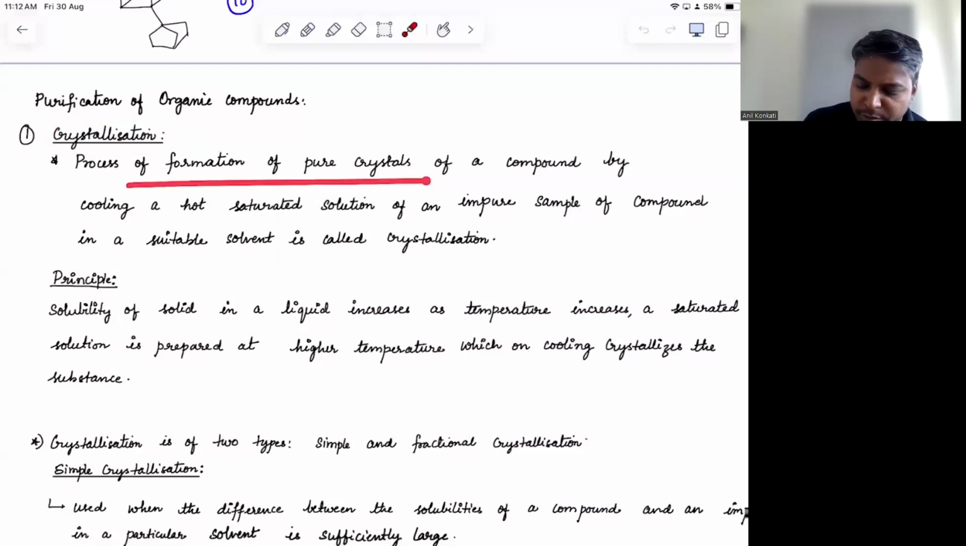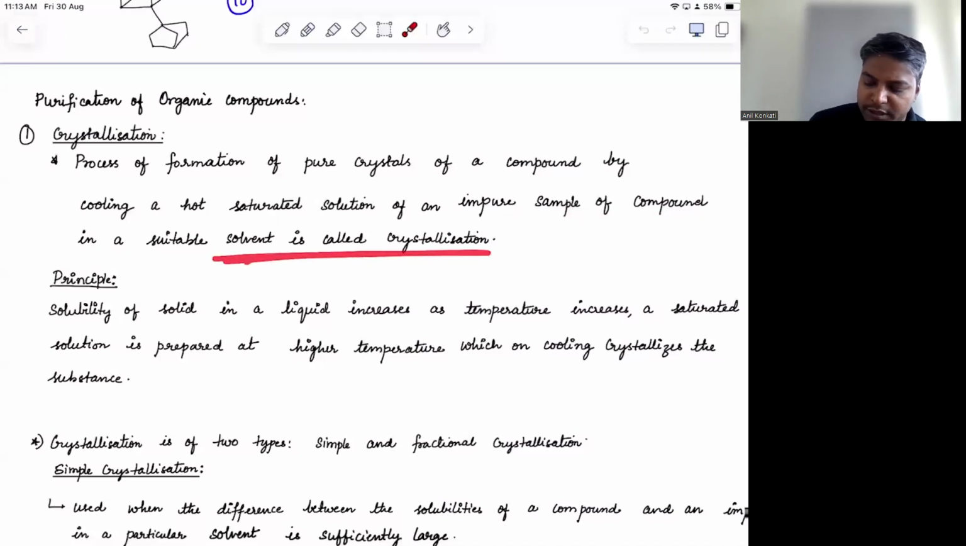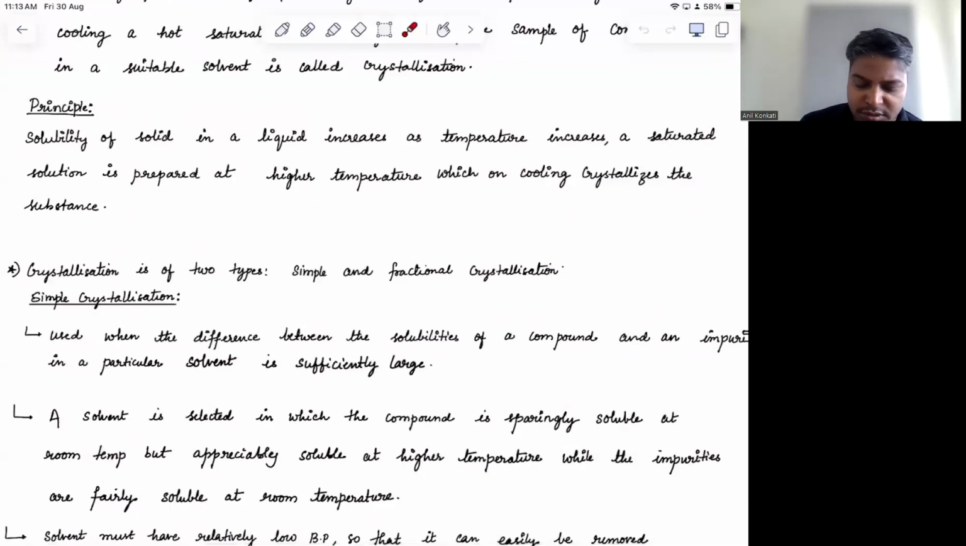Here, the process for formation of pure crystals of a compound by cooling the hot saturated solution of an impure sample of a compound in a suitable solvent is called crystallization. What is the principle on which it works?